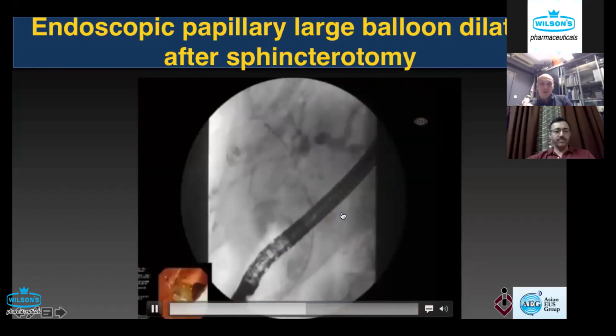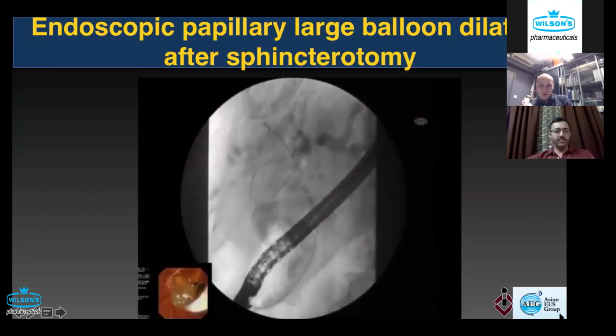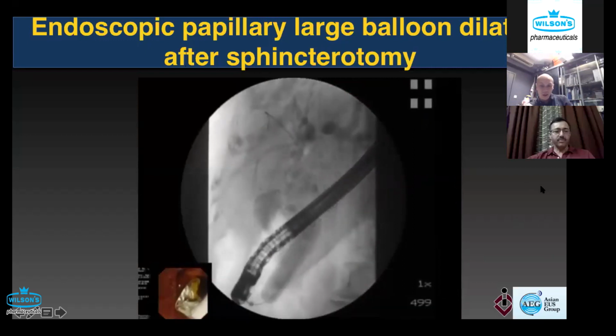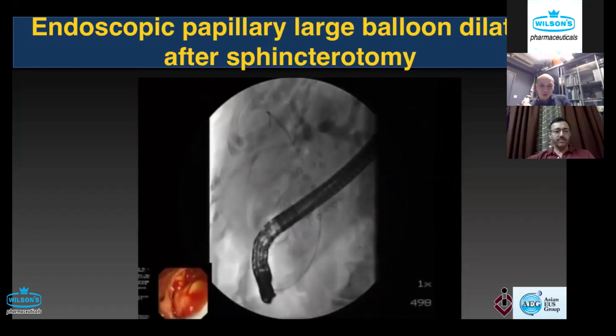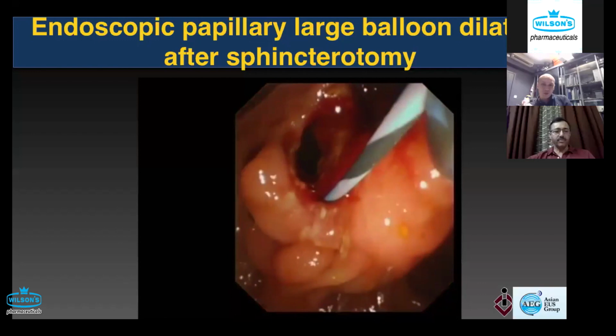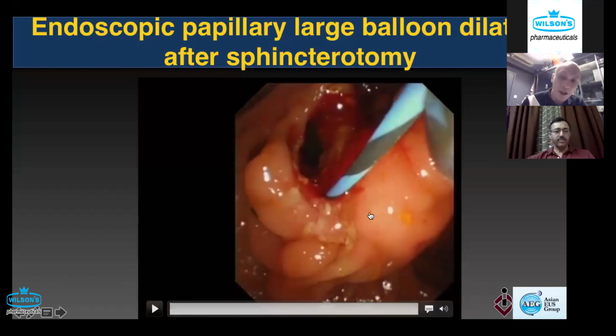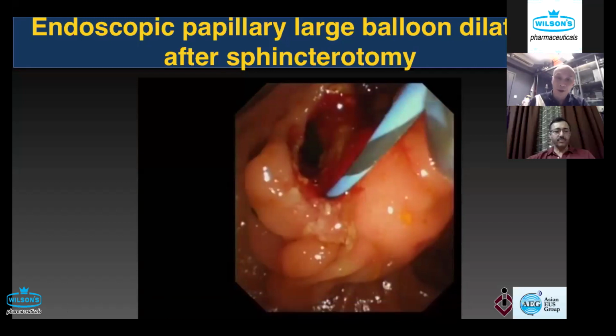Usually this is between 12 to 15 millimeters. You can see right there, the balloon is inflating, a large balloon like that. As opposed to a small balloon sphincteroplasty, these types of sphincteroplasty really don't have a higher risk of pancreatitis.